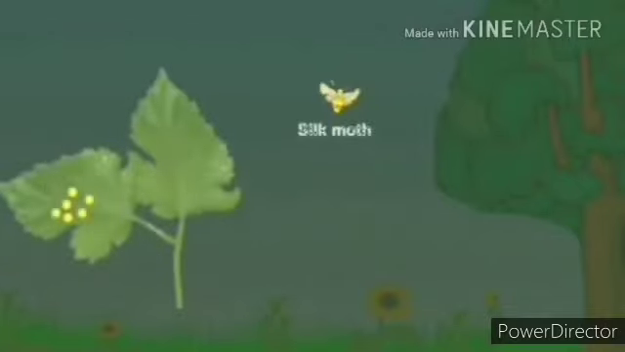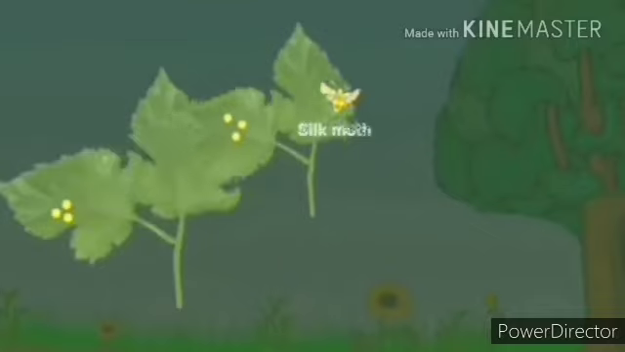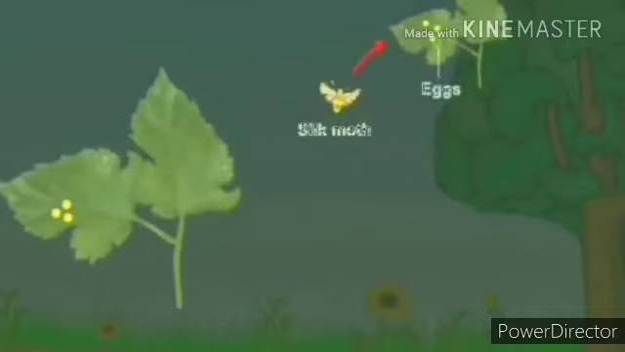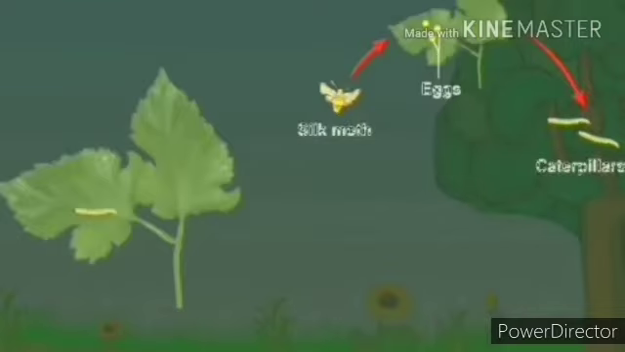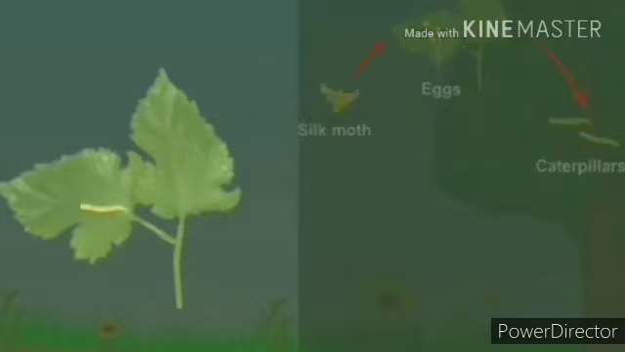The life cycle of silkworm starts when a female moth lays eggs on mulberry leaves. After some time, these eggs hatch into larvae. Now, what are these larvae known as? Any guesses? Right, these larvae are known as caterpillars or silkworms. Slowly, these caterpillars grow in size by feeding only on the mulberry leaves. Now, the next stage in the life cycle of silkworm is pupa.